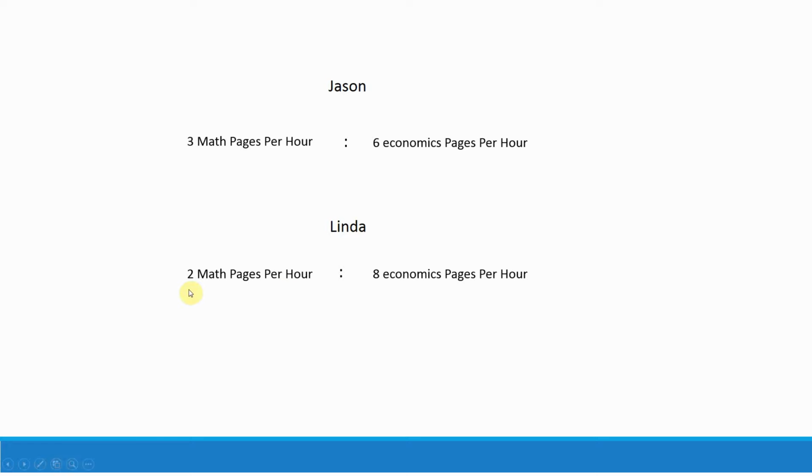And for Linda, I do the same thing. I need 1 math page per hour. So I divide this 2 by 2. That gives me 1 math page per hour. And I divide this 8 by 2. And that leaves me with 4 economics pages per hour.